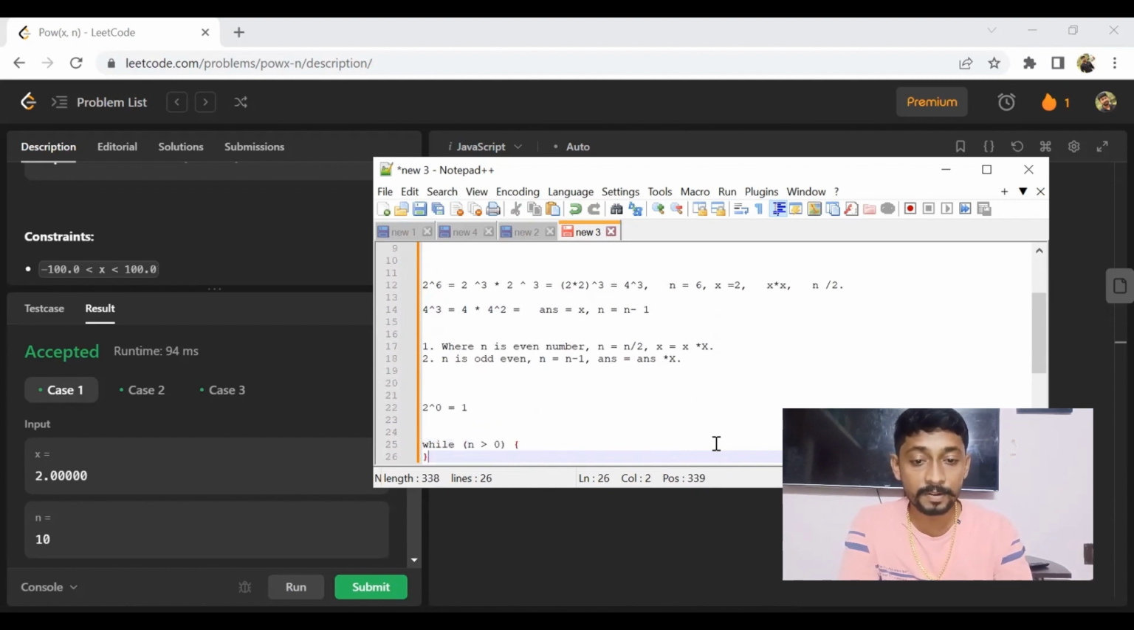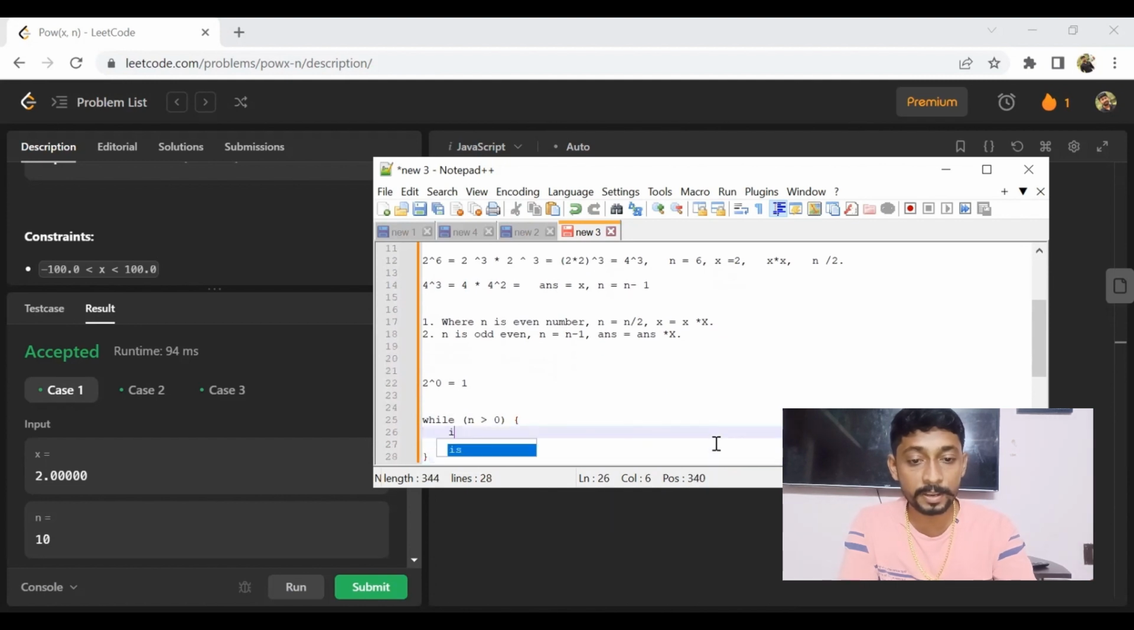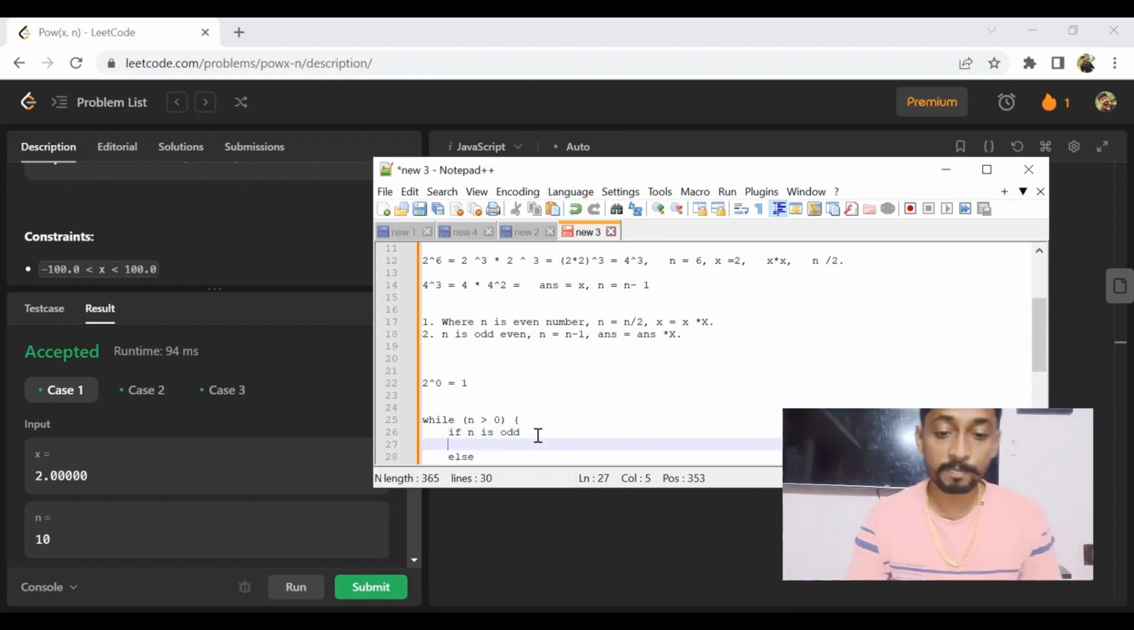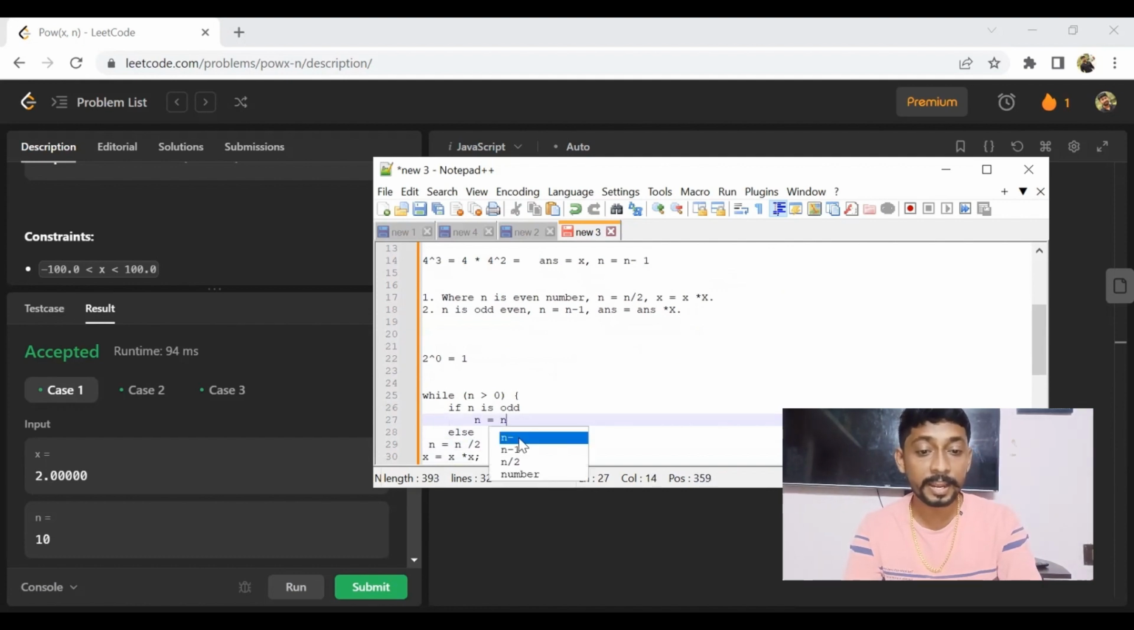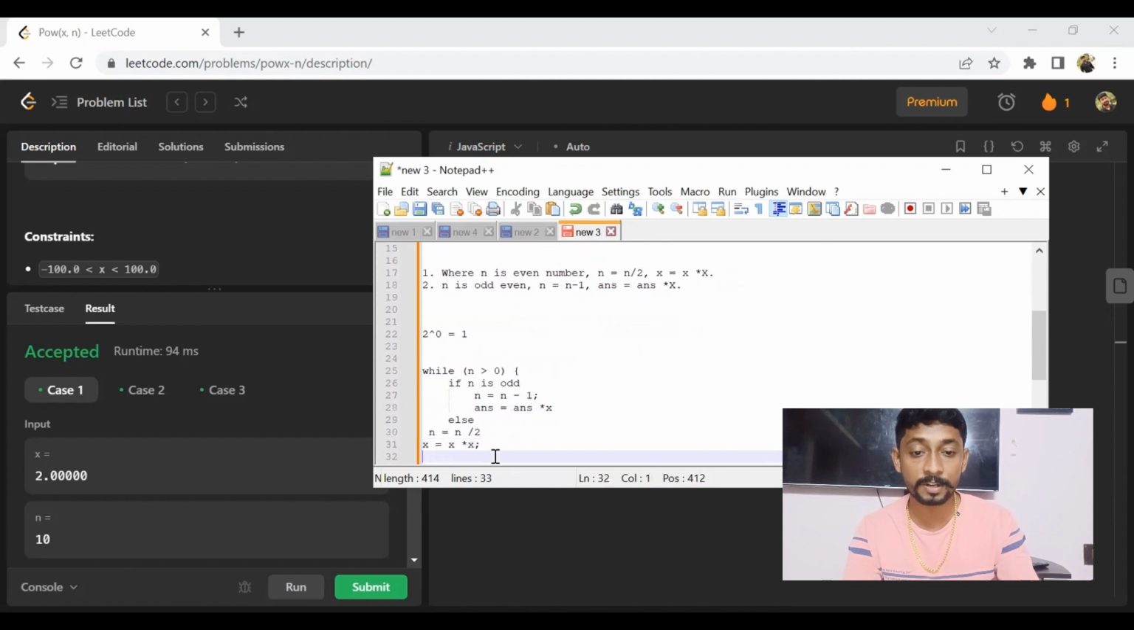In that case, I will check if my n is odd, otherwise it's an even number, right? If my n is even, what I am going to do is set n equal to n divided by 2, as well as multiply x with x. So what about if n is odd? In that case, I'm just decrementing n equal to n minus 1, and meanwhile I'm multiplying my answer with x. So this is what I'm going to do, and finally I will return the answer.